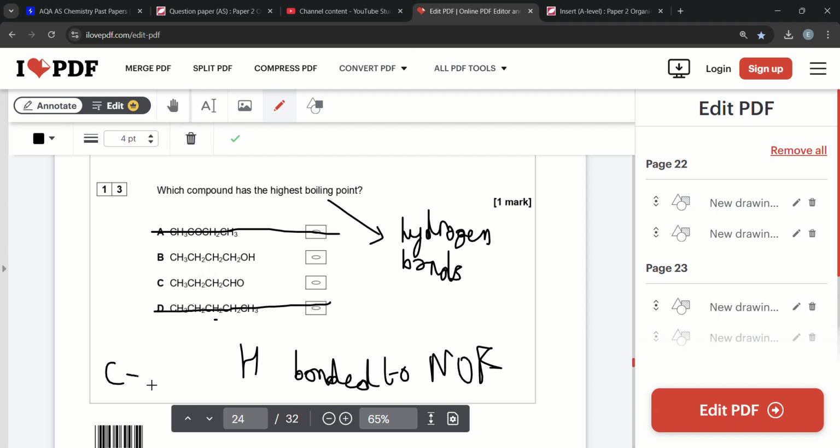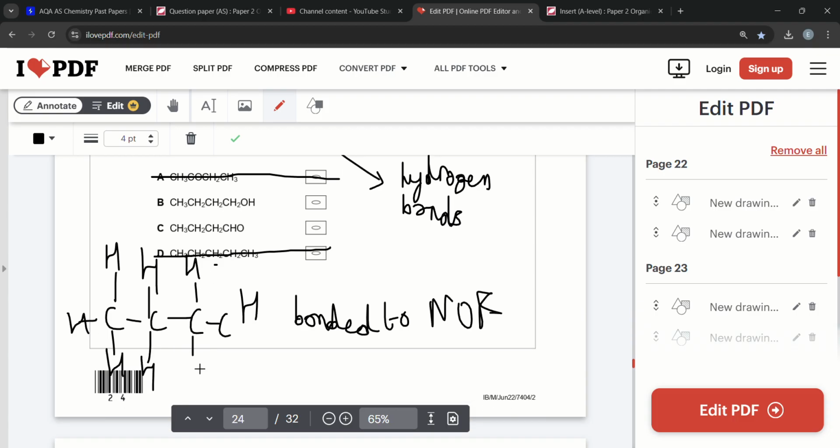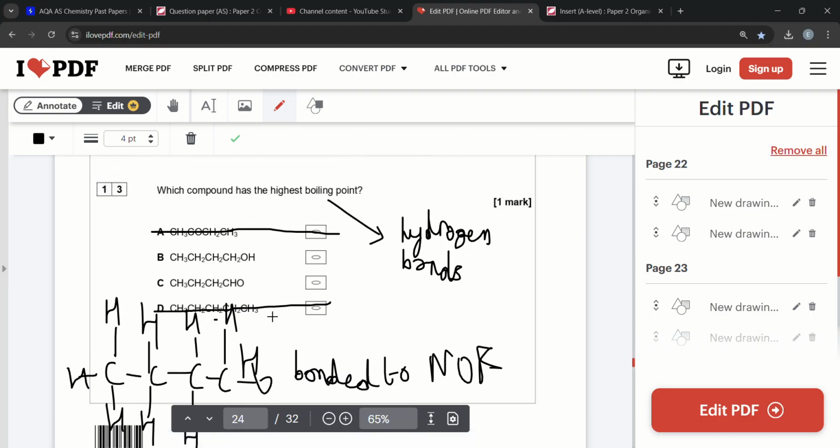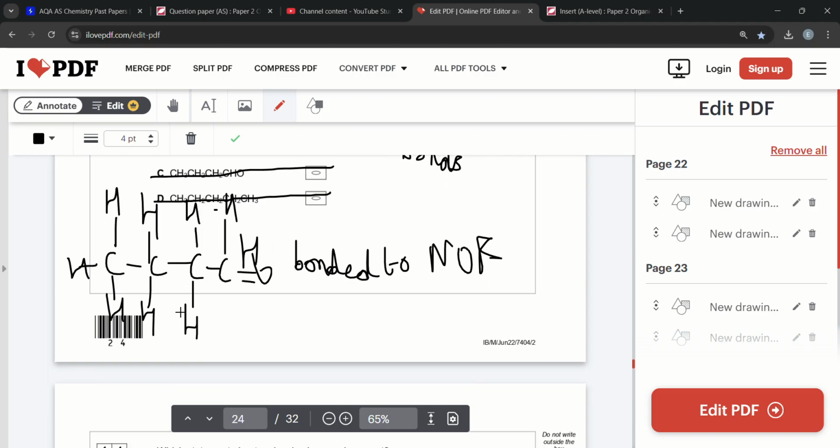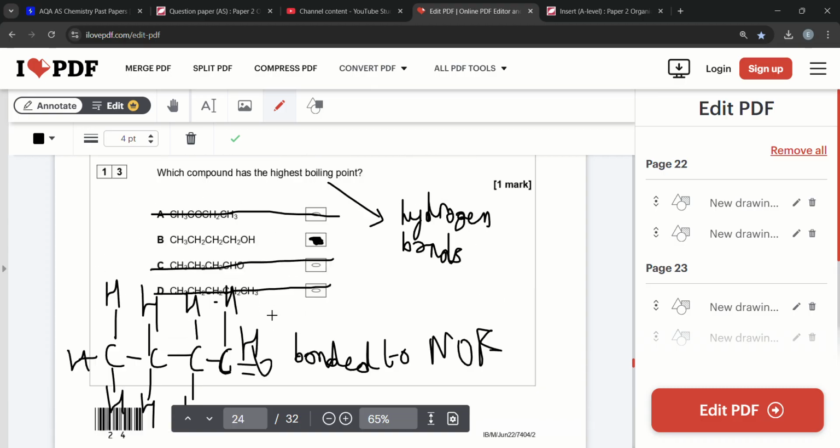Let's draw out C and just show you guys. CH3, CH2, CH2, CHO. So it can't be C. CH and then obviously C double bond O. It's not C. The answer is obviously going to be B. It looks like it could be C, it's not. Because you've got the CH, so the oxygen is bonded to the carbon, the hydrogen bonded to carbon, they're not bonded to each other. So the answer is B.